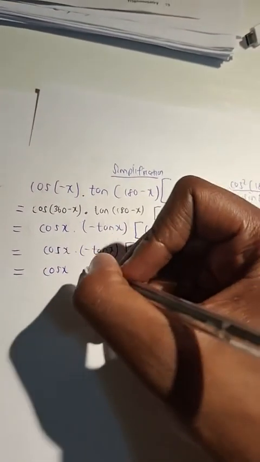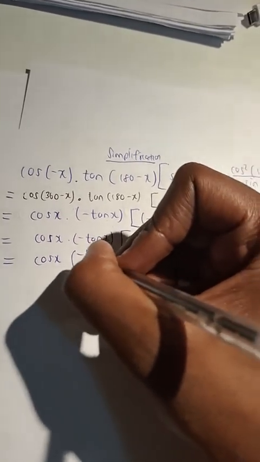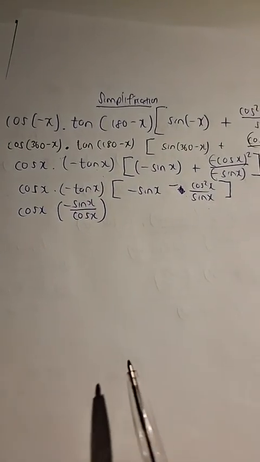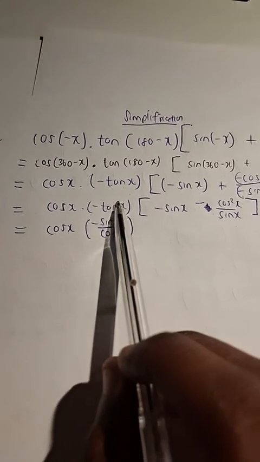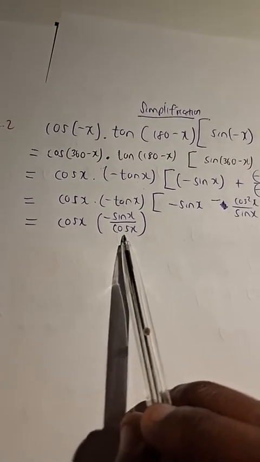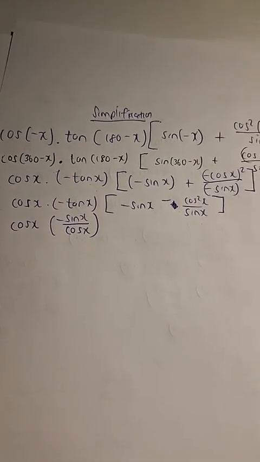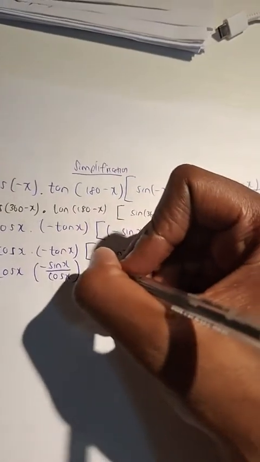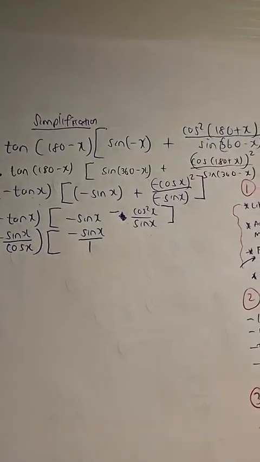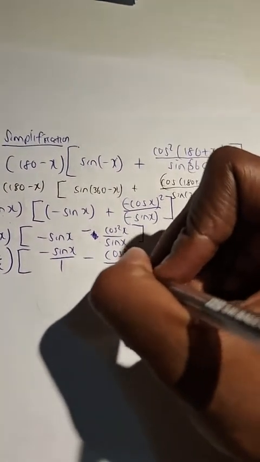So this cos x, I can write this identity. Do you see this? This tan x I can write as the identity, minus sine x over cos x. Very, very important, the identity. Then inside this bracket I have minus sine x. I'm going to write it as minus sine x over 1, minus cos squared x over sine x.